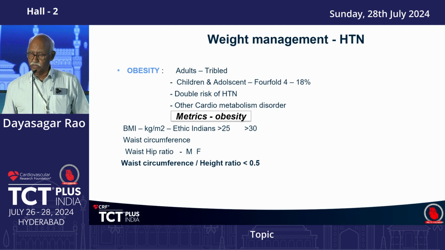So even the metrics of obesity are changing constantly. We have been using BMI as one of the metrics. Then we went on to develop waist circumference as one of the metrics for obesity and prediction of vascular events. And we also went on to develop waist-hip ratio, different in males and females, as a predictor or as a metric of obesity, and thus the risk for vascular events. The present metric of obesity now is waist circumference to height ratio. It has to be less than 0.5 to say that you are not obese.